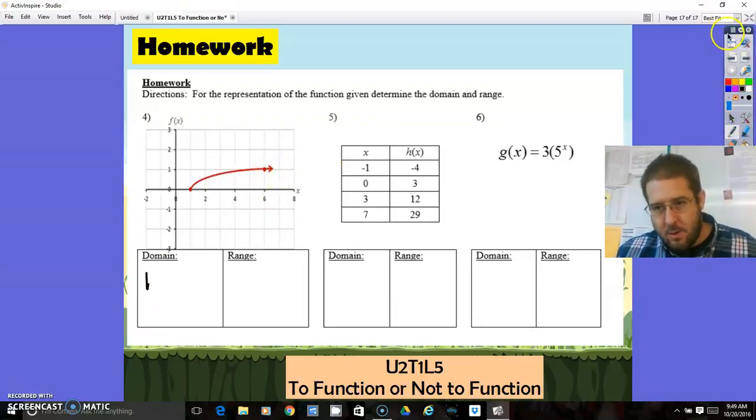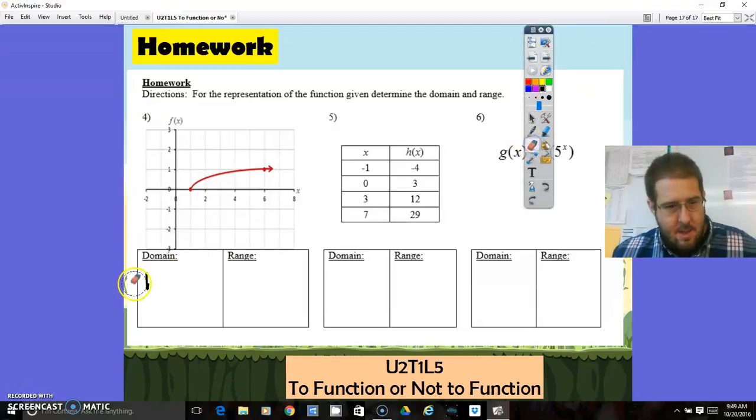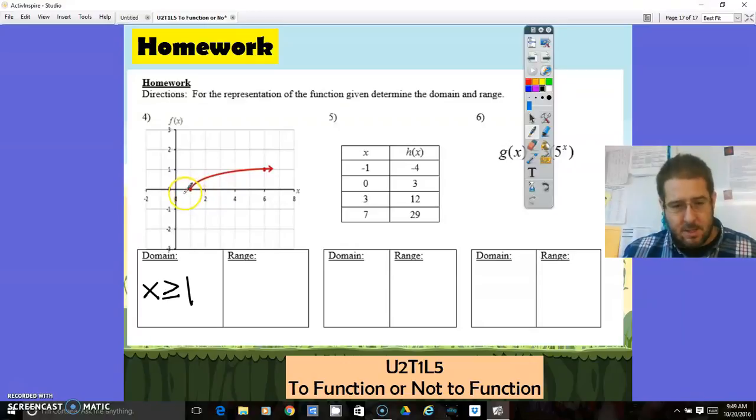So I am going to erase what I just did because there is no end to this. So the domain is just that x can be greater than or equal to 1. And why it's or equal to? Because of that dot. It's a closed dot.